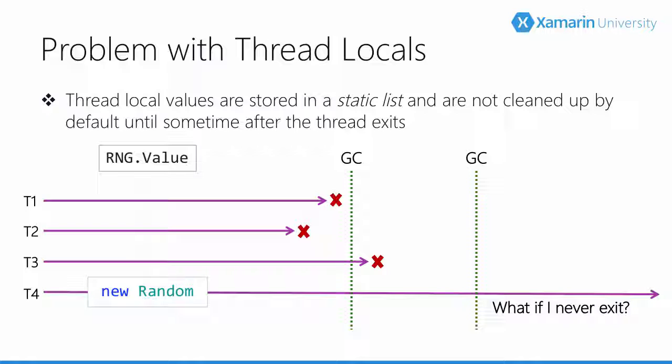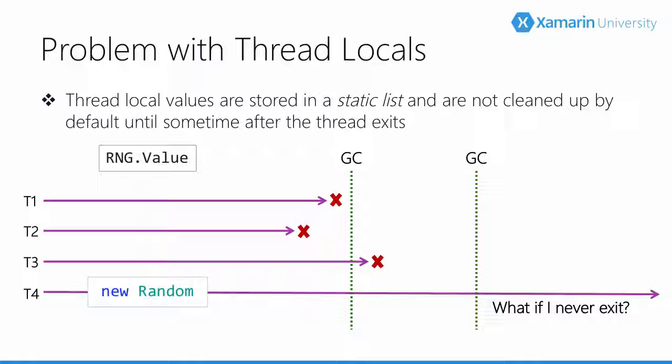And there are other threads, such as our main thread. If our main thread touched this RNG value, then that random value that's part of that thread local would never go away because the main thread is never going to terminate. And so we have to be a little bit careful about using thread locals because they can inadvertently cause a memory leak in the sense that we're not deallocating the values.